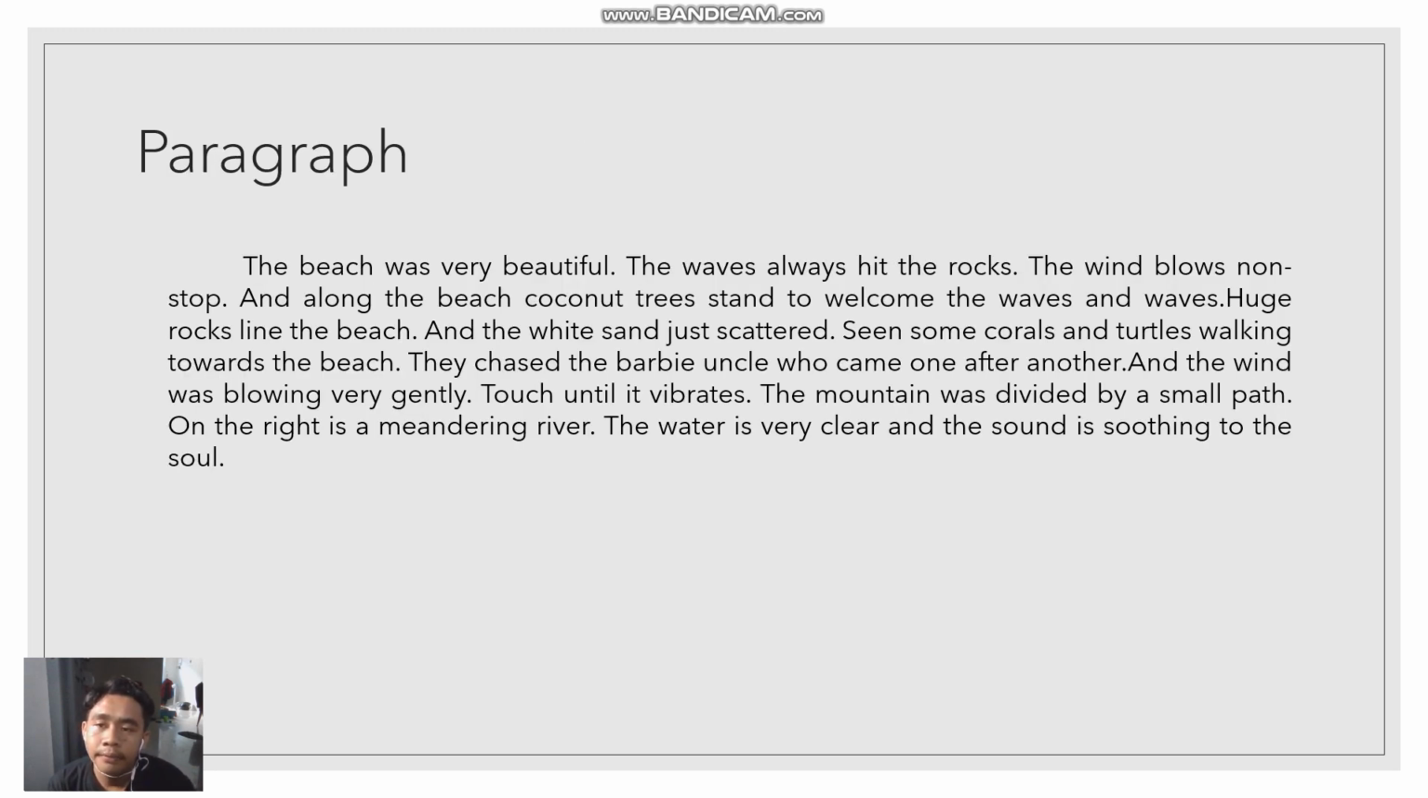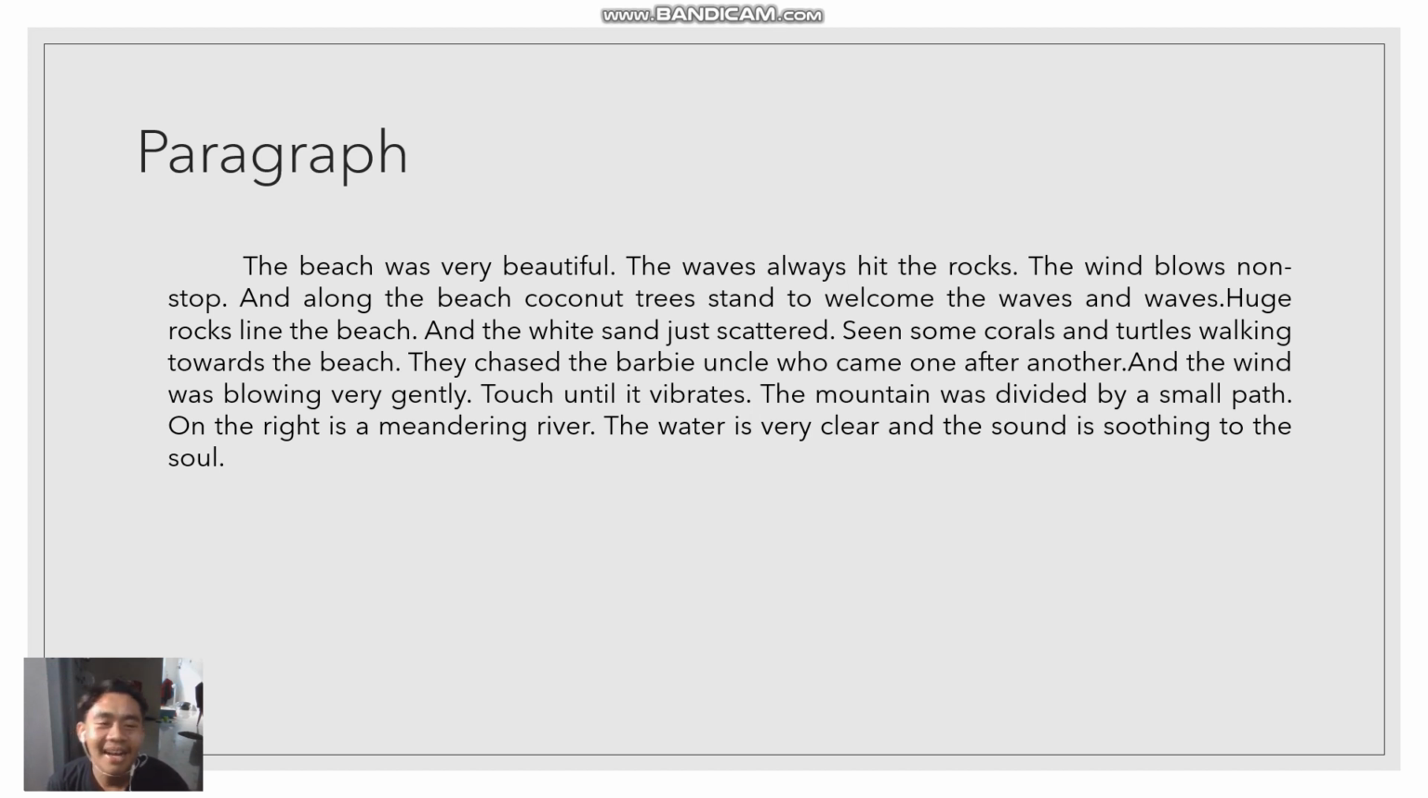And my paragraph: the beach is very beautiful. The waves always hit the rocks. The wind blows non-stop, and along the beach, coconut trees stand to welcome the waves. The red sand just started in some places, and turtles were walking to the beach. They guessed the baby turtles would come one after another, and the wind was blowing very gently.